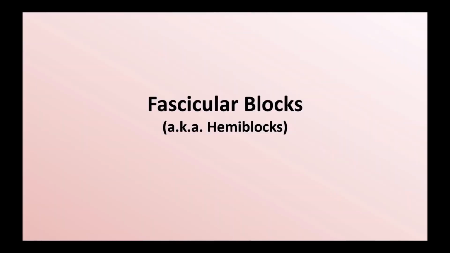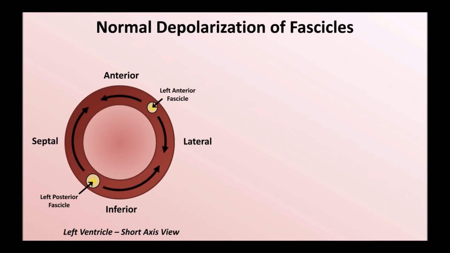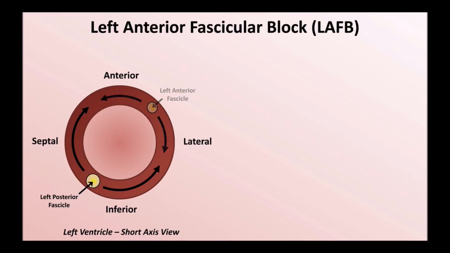Next are the fascicular blocks, occasionally referred to as hemiblocks. To understand the EKG changes seen with fascicular blocks, I'll be referring to this diagram, a schematic cross-section of the left ventricle, the classic short axis view. And here are the approximate locations of the anterior and posterior fascicles within the myocardium. Normally, depolarization spreads circumferentially from both at the same time, such that the net depolarization vector is partially cancelled. In left anterior fascicular block, the myocardium is depolarized solely from an inferoseptal or inferomedial direction, which results in a left axis deviation.